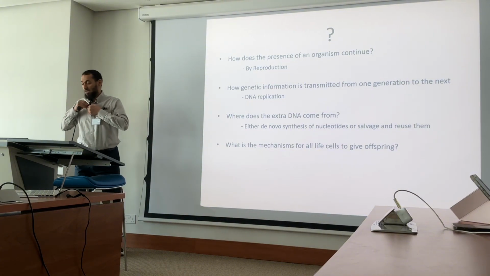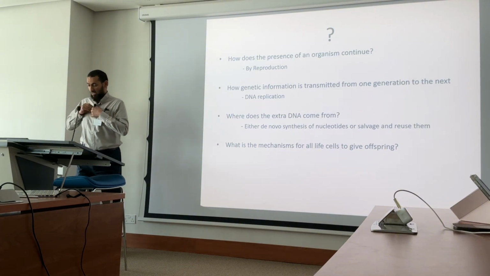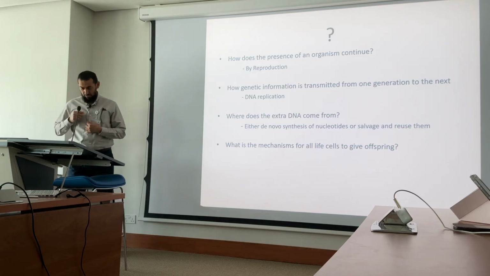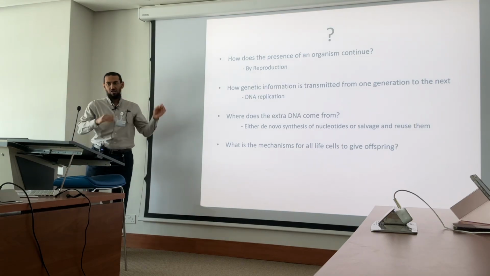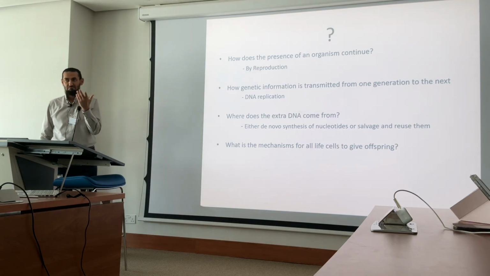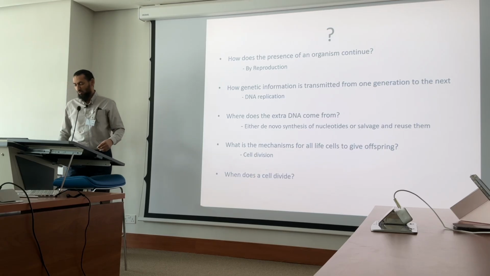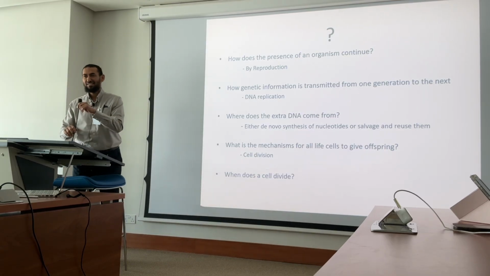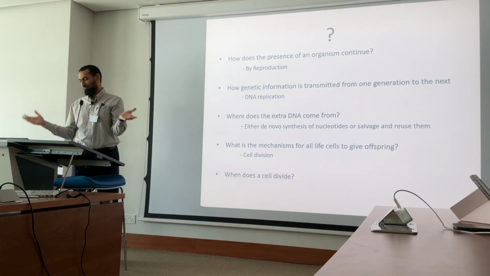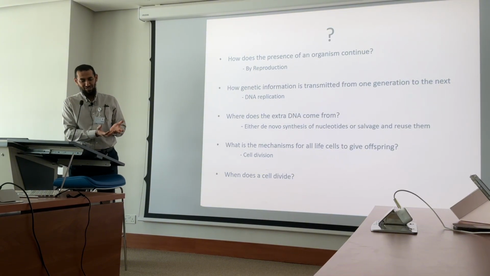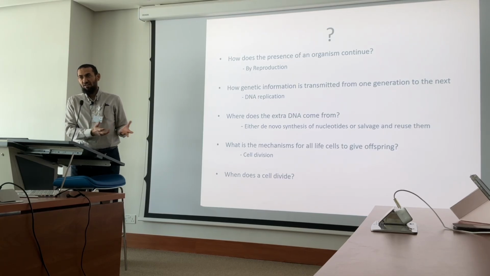Sorry about that. So, what is the mechanism for all live cells to give offspring? Now we are talking about the level of cells. Division. Cell division, excellent. Okay. When does a cell divide? So the cell will divide to keep the species. What is the time of the division? What is the condition that needs to be fulfilled before division?